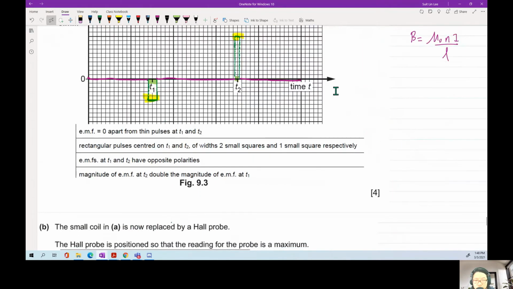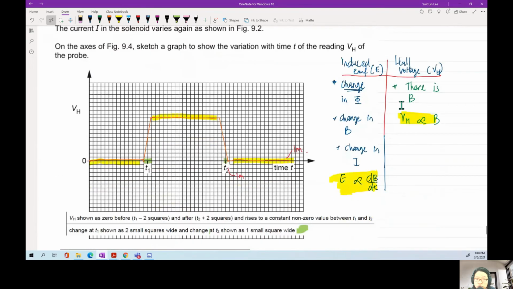Now, all 0. Hall voltage is to measure magnetic field. If there's magnetic field, there's Hall voltage. So here there is current, so here there is magnetic field, and then it just goes up. Follow, because B is proportional to I. So they should have the same shape. Okay, so that's the sketching.